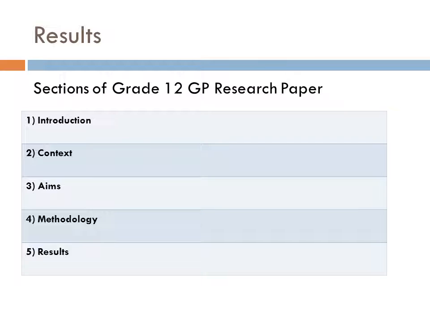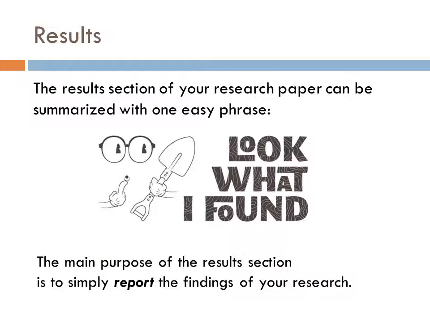As a quick review from grade 11, the results section will be the fifth section in your research paper, and it will follow the introduction, context, aims, and methodology. The results section will be a very important part of your research paper and can easily be summarized with one phrase: look what I found. The results section will provide an opportunity to present evidence to support your thesis statement. The main purpose of the results section is to simply report the findings of your research.